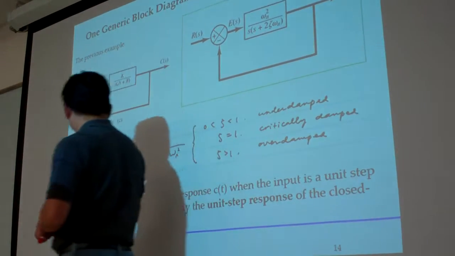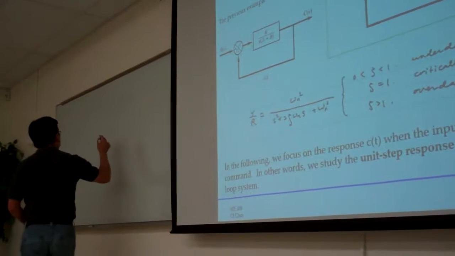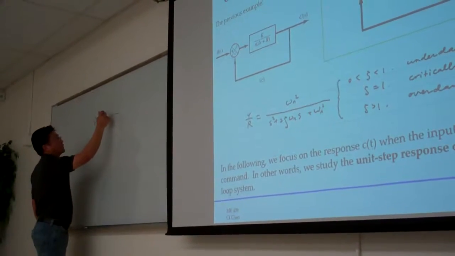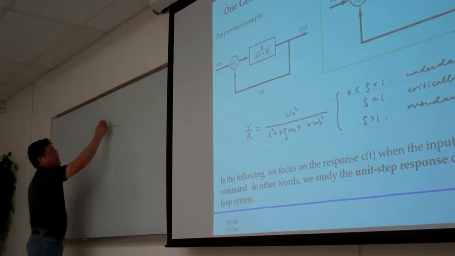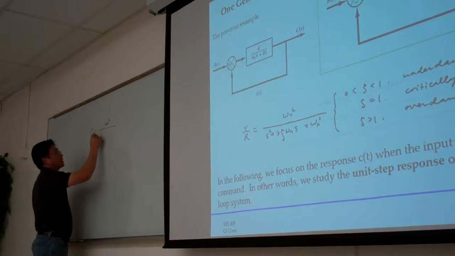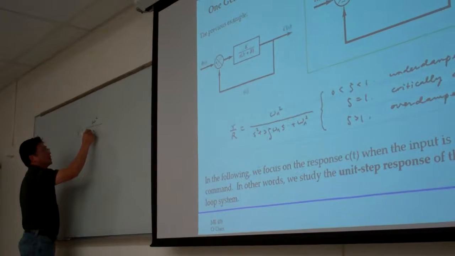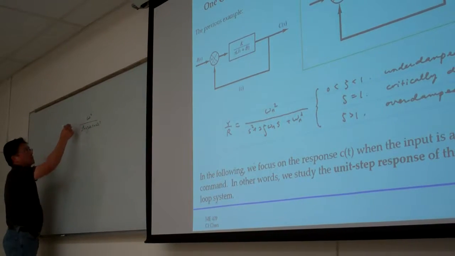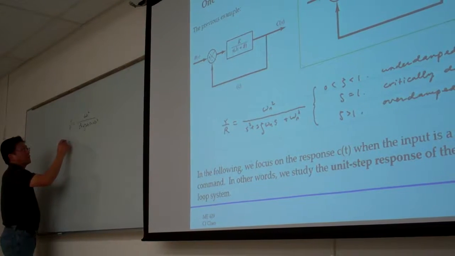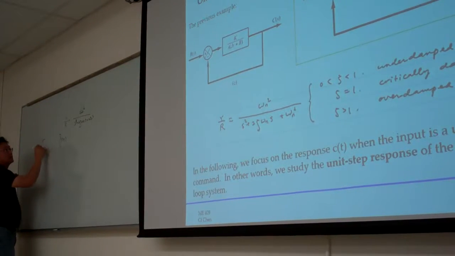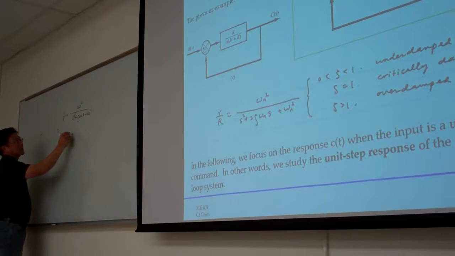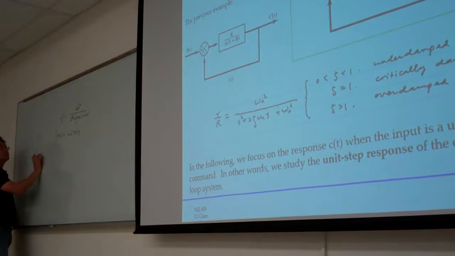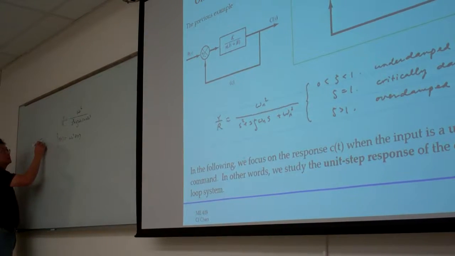And again we can do this one. So here Y over R is equal to whatever the constant. Here, for example, omega n squared over s squared plus 2 zeta omega n s plus omega n squared. So here we simply take Y times that denominator, which will be equal to omega n squared times R, where s squared plus 2 zeta omega n s plus omega n squared.